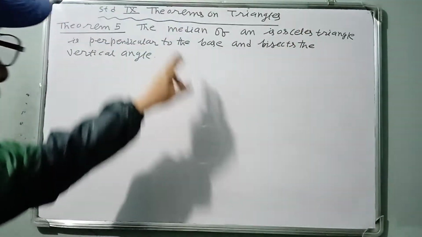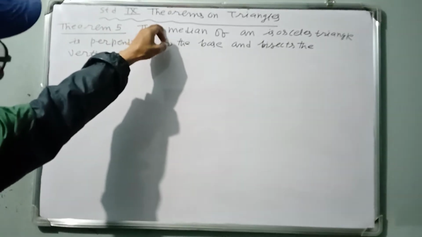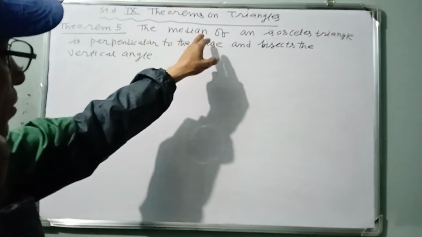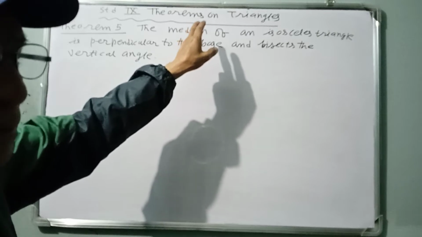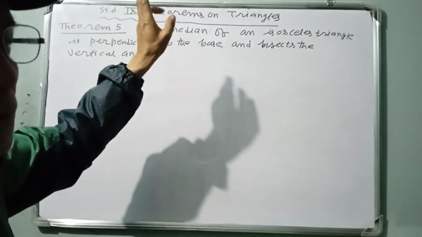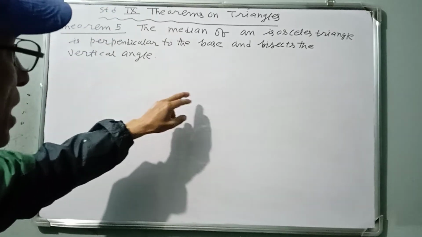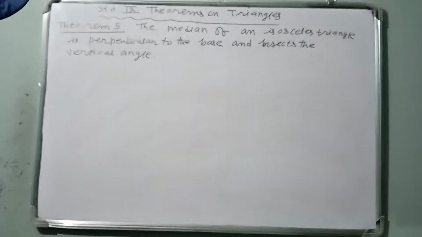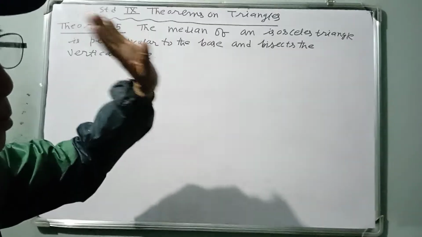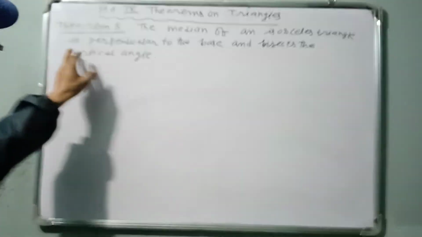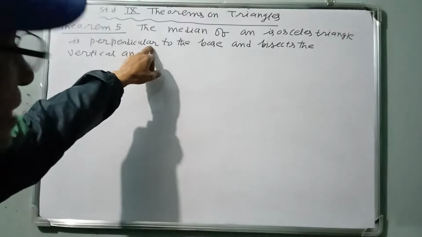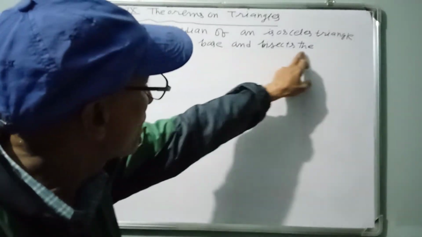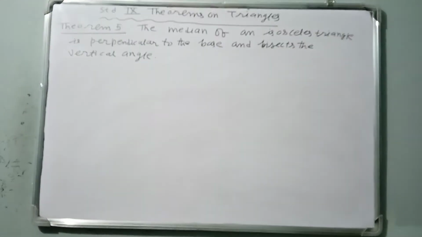Two sides equal. Median, the line drawn from the vertex of a triangle to the midpoint of the opposite side. The line joining the vertex to the midpoint of the opposite side, that is, dividing the triangle into two equal parts. Perpendicular means makes 90 degrees to the base, and bisects the vertical angle.